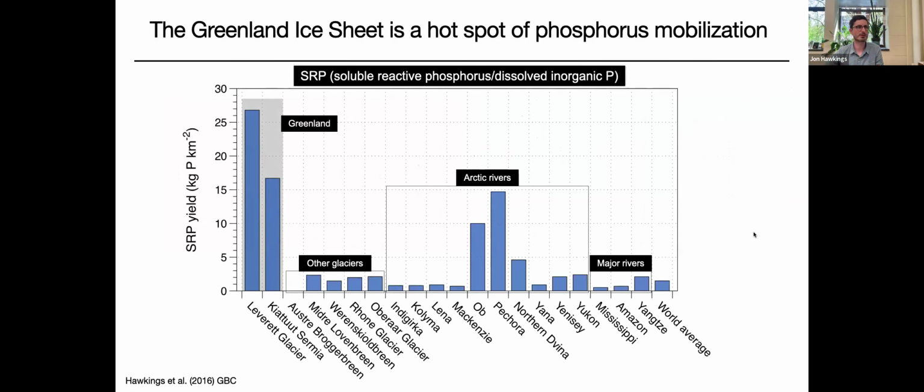And if we look at the yields of the soluble reactive phosphorus, so dissolved inorganic phosphorus, and compare them to other areas, these catchments in Greenland seem to have very high yields of soluble reactive phosphorus, up to 25 kilograms per kilometer squared, which exceeds most of the other values that I could find in the literature for major rivers, for the Arctic rivers, but also for other glaciers. So that's why we thought these were hotspots of phosphorus mobilization, at least. Not saying anything about biological productivity downstream, but certainly from the glacial end perspective, there seem to be relatively large amounts of phosphorus being mobilized per unit area from these ice sheet catchments that we're monitoring.